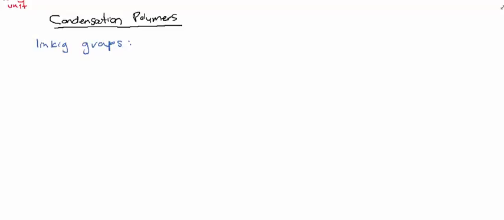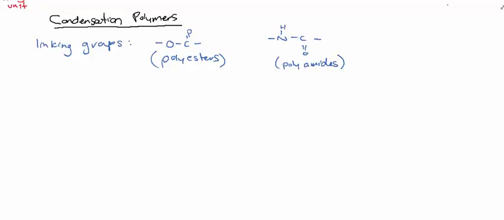There are two different types of condensation polymers that we're going to look at, and it's the linking group that varies between the two. Polymers with an ester linking group between the monomer units are called polyesters, and condensation polymers with an amide linking group between the monomer units are called polyamides. We'll have a look at the formation of both polyesters and polyamides in a separate video.